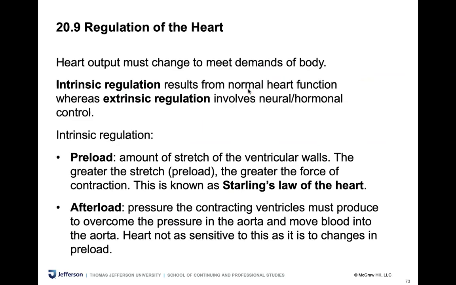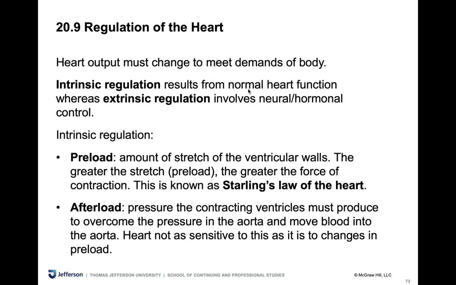Now, regulation of the heart output must change to meet the demands of the body. You have intrinsic regulation, which results from normal heart function, whereas extrinsic regulation involves neural or hormonal control. With intrinsic regulation, preload is the amount of stretch on the ventricular walls. The greater the stretch, or the greater the preload, the greater the force of the contraction. This is known as Starling's law of the heart.